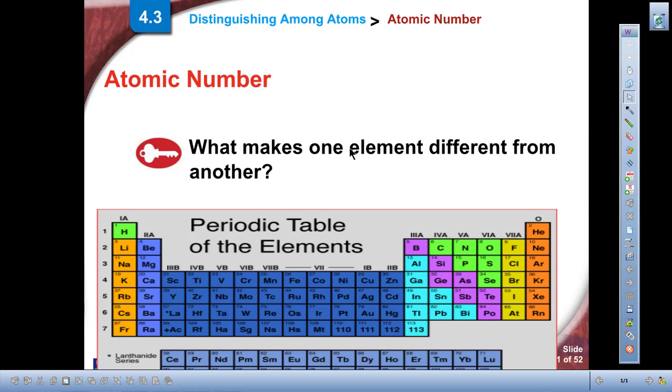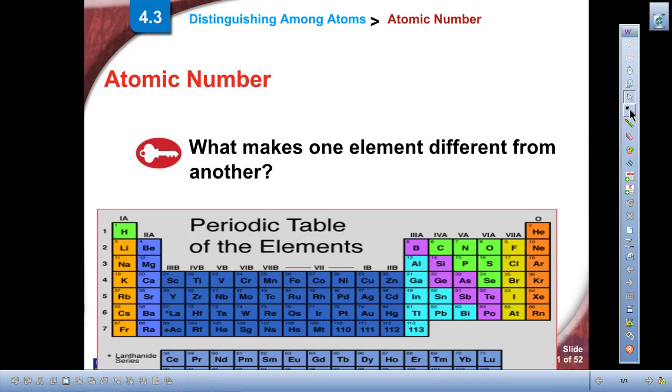So let's look at the basics of an atom. Well, first of all, we want to consider what makes one atom different from another. What makes an element different from another? Of course, here you have the periodic table, and I'm sure you're familiar with that from previous years of school.